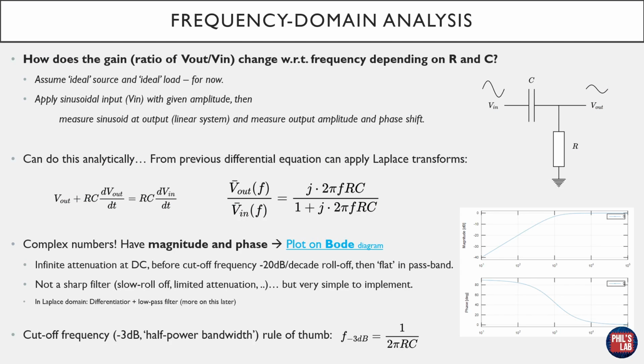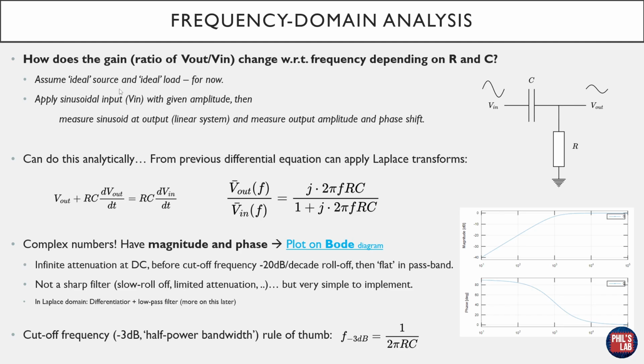Having just experimented with various sine waves of different frequencies, we've already hinted at the frequency domain analysis and frequency domain performance of an RC high-pass filter. When we're concerning ourselves with frequency domain analysis, we are effectively asking ourselves, how does the gain, so again the ratio of the output voltage to the input voltage, change with respect to frequency depending on the component parameters, so R and C in this case.